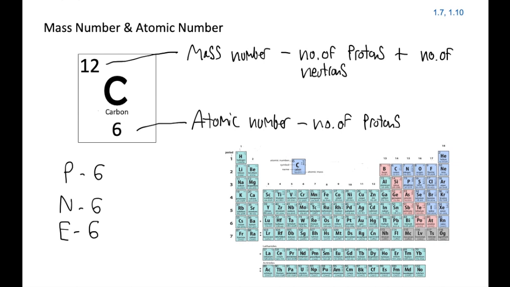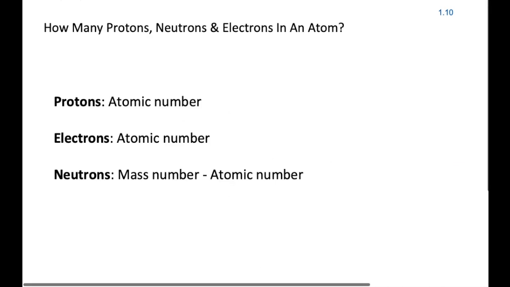So we were looking at the mass number and atomic number of atoms and what they mean. And we also showed how these numbers could be used to determine the number of each subatomic particle within the atom, the number of protons, neutrons, and electrons.